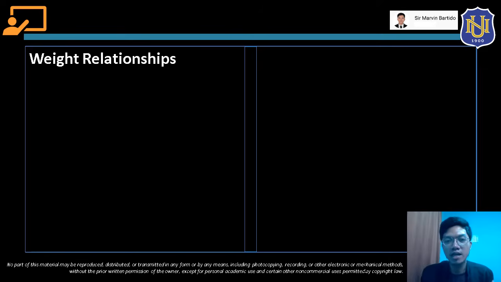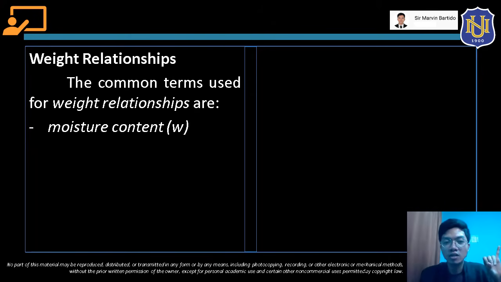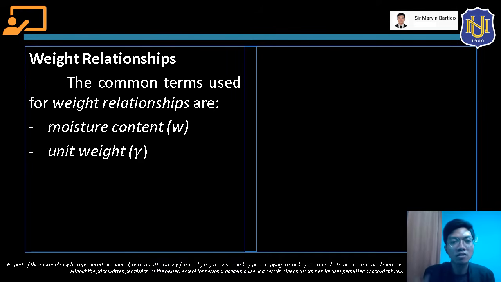Okay, so let's proceed now to the weight relationships. Class, if in volume relationships, the basic soil properties that we defined are void ratio, porosity, and degree of saturation, here the basic soil properties that we can define from weight relationships are, una, moisture content, denoted by small letter W, and then unit weight. So unit weight, class, is denoted by gamma.